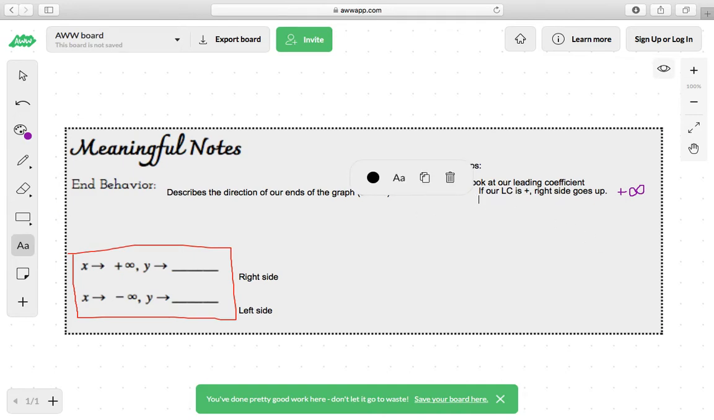So then if our leading coefficient is negative, that means the right side goes down. If the right side is going down, that means we put a negative infinity in the first blank. So if our leading coefficient is positive, this is positive infinity. If our leading coefficient is negative, then this is negative infinity. So it's always going to match your leading coefficient for the first blank. The second thing that we need to look at is our degree.